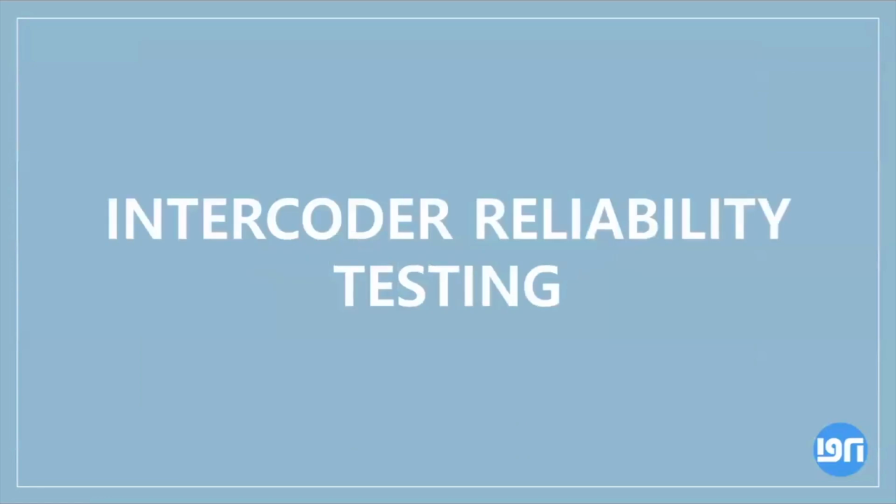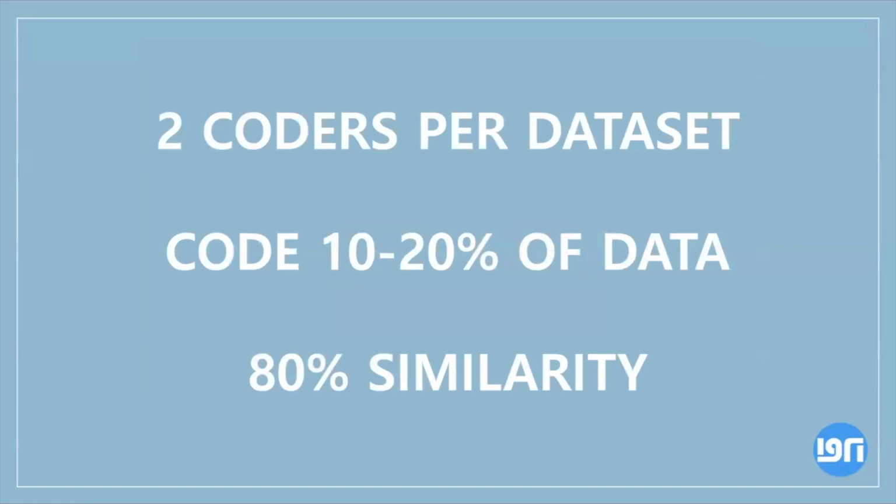After you've completed your coding, you can move on to the assessment stage. At this stage, you'll want to verify that you've captured your institutional information correctly. For that, you'll want to perform intercoder reliability testing. This involves enlisting other coders, typically 2 per institutional dataset, to code a portion of your data to see how closely your respective codings line up. For IG coding, you'll want your test coders to code about 10 to 20% of your data. If there's at least 80% agreement between you and your test coders, you should be good to go.